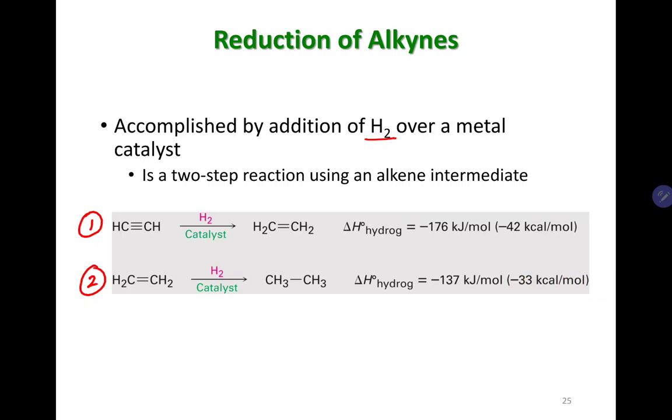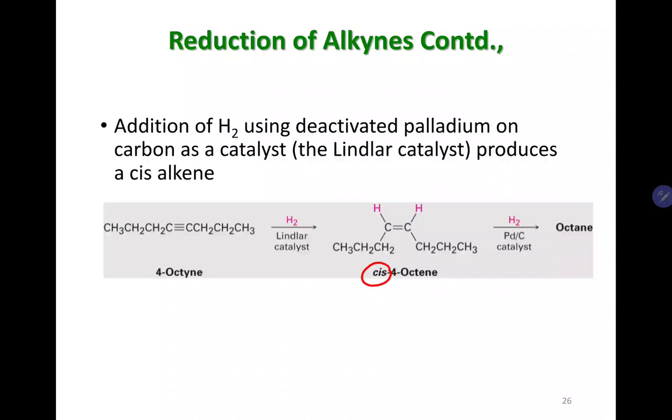If you want to stop at the alkene, you might have to use a specific type of catalyst or reagent. Normally if you just use hydrogen over a metal catalyst like palladium or platinum, the alkyne will fully reduce into an alkane. But in the next slide I am going to show you a reaction which we can use to reduce alkynes into alkenes. You can say that this is controlled reduction.